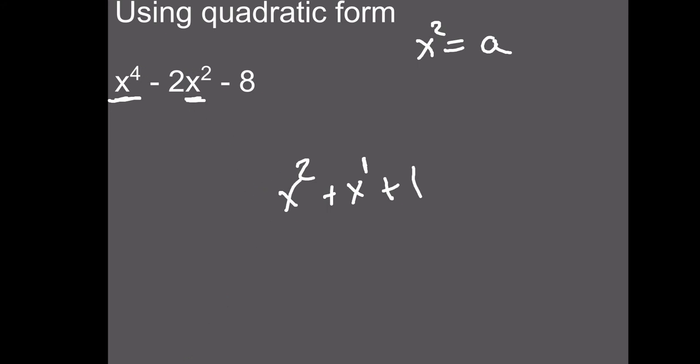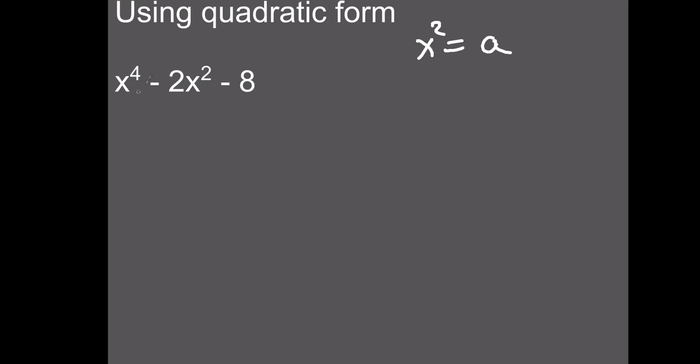So it actually works also if the exponent is 6 and 3. If you had x to the 6th minus 2x cubed minus 8, you could use this same trick because 3 times 2 is 6. So it works anytime the exponents are a factor of 2 different. Alright, so let's go ahead and do the trick.